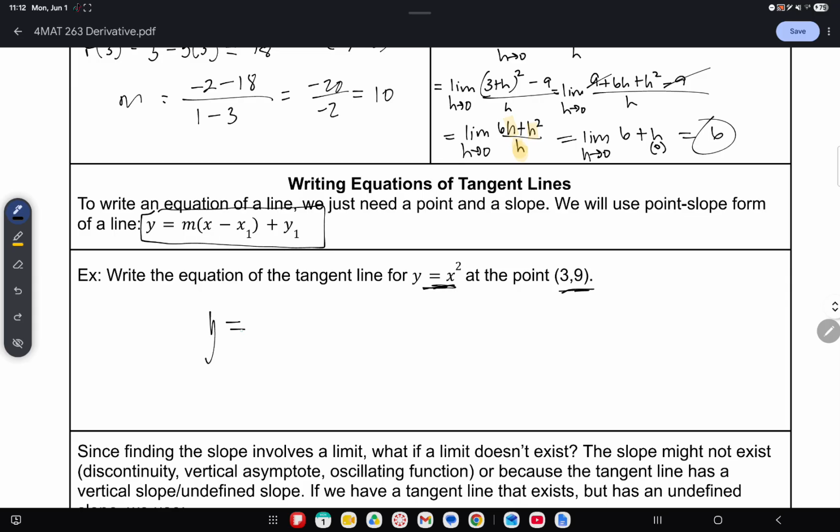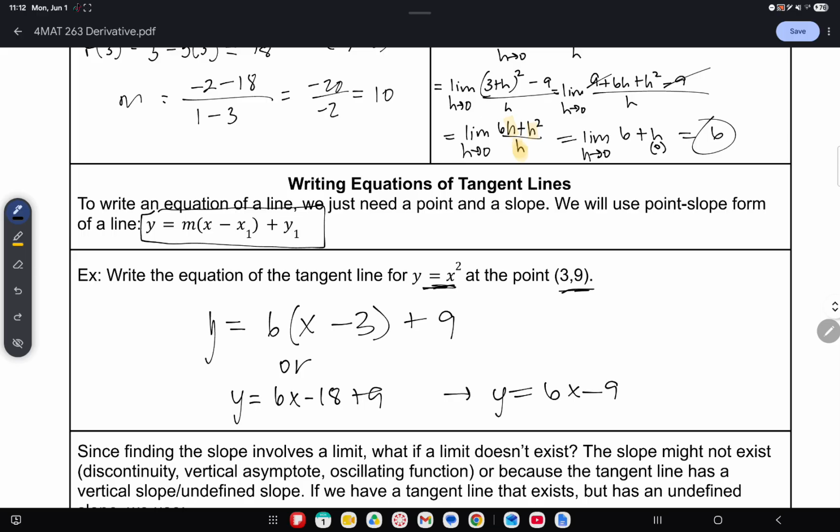So y equals the slope I just found, which was 6 from above, times x minus the x value, plus the y value. And if you want to distribute the 6 and combine some like terms, you can, but we can leave it like this. Or we get y equals 6x minus 18 plus 9, which gives y equals 6x minus 9.